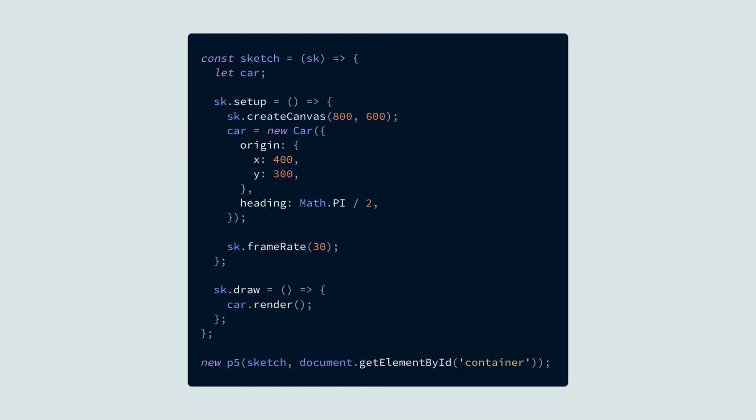I have also set the frame rate to 30 frames per second, but you can ignore this for now as we don't have any animations yet. Next thing we need to do is to define a draw method. So this is the function that p5 will execute each frame to update the canvas. For the moment, we just call a car.render method.